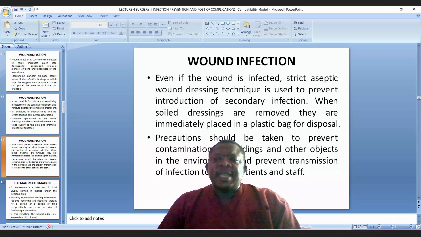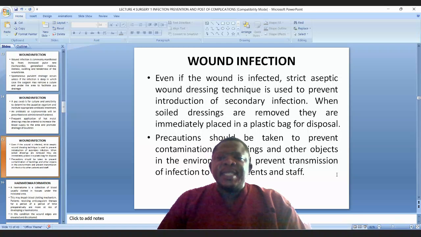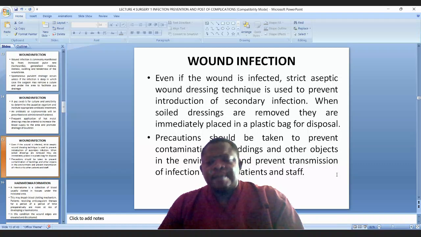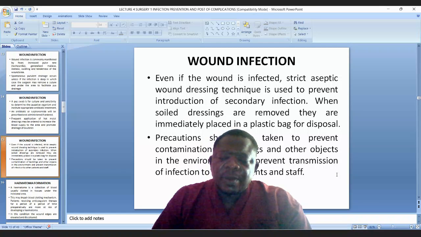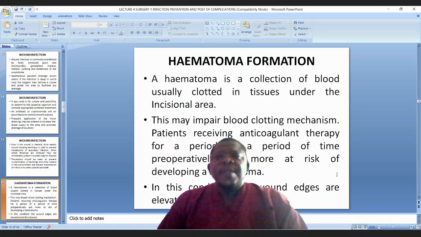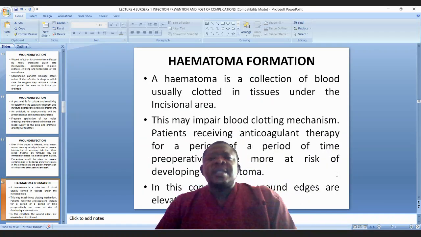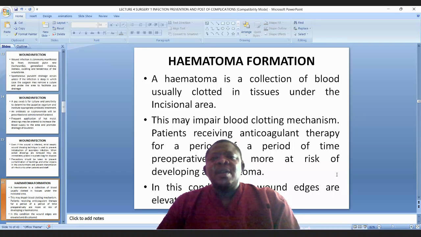Precautions should be taken to prevent contamination of beddings and other objects in the environment and prevent transmission of infection to other parts of the patient or the staff. Then in our SHOCKED mnemonic, we have H for hematoma, H for hemorrhage. So H for hematoma formation.